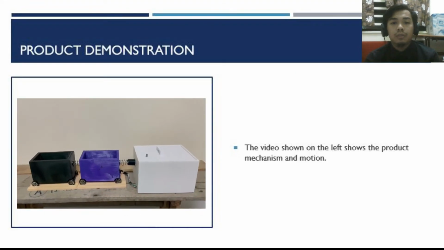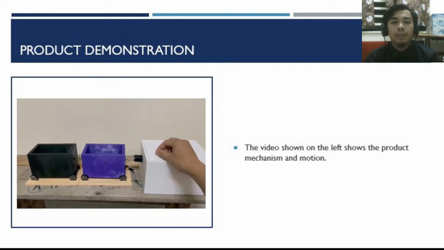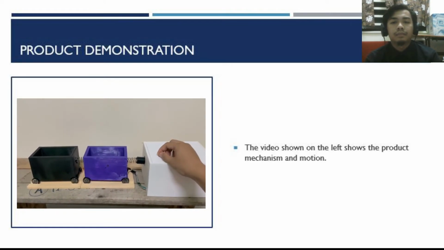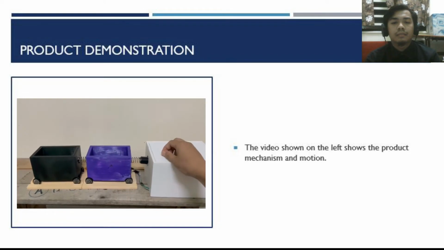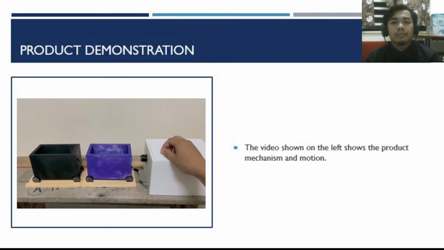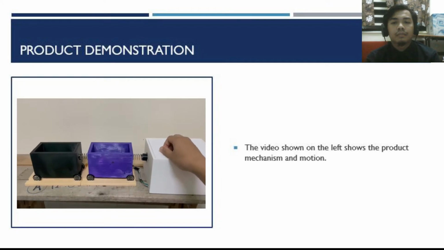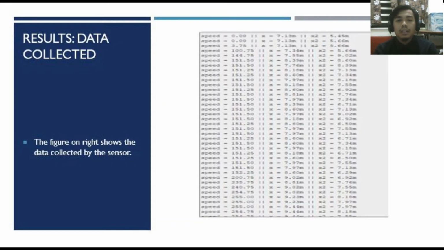This slide shows the video demonstration of the prototype 2 degree of freedom mechanism. This slide shows the result data from the programming. The data shows the result speed, distance x1 and distance x2.